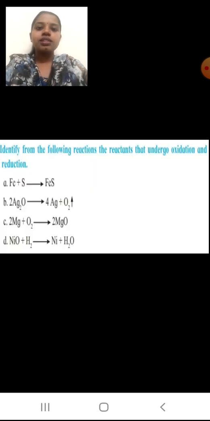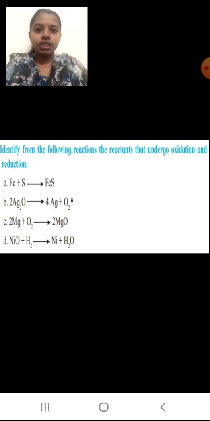Next, these are textual questions, question numbers 6, 7, 8, 9 in your textbook exercise. You are going to solve them from there. Identify from the following reactions the reactants that undergo oxidation and reduction. The first reaction is given: Fe plus S, that is iron plus sulfur, gives iron sulfide. Ferric sulfide, here iron is in the form of ferric, so ferric sulfide is formed. Again, 2Ag2O gives 4Ag plus O2.